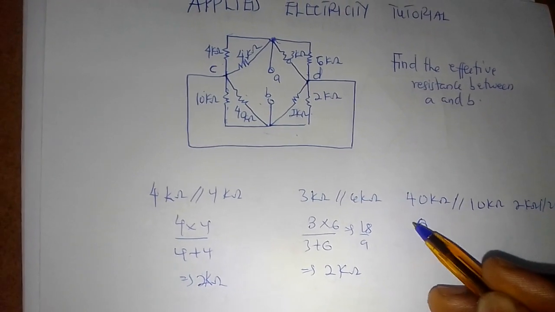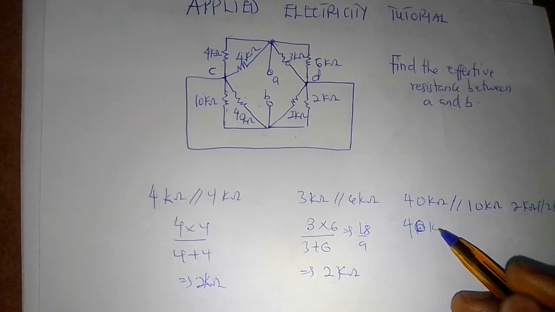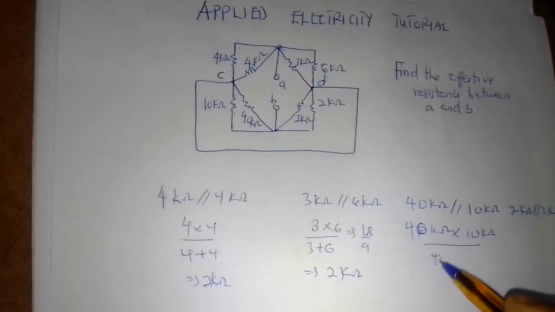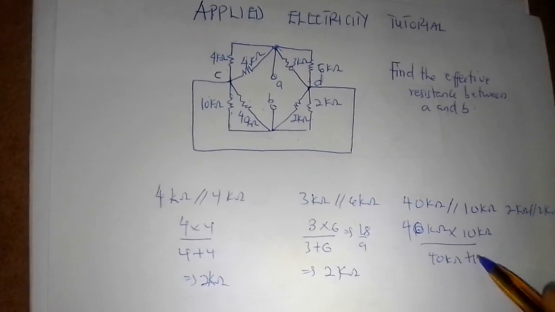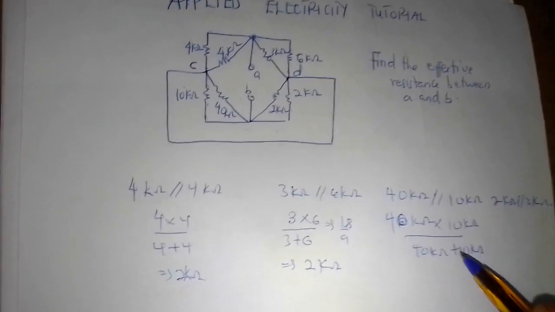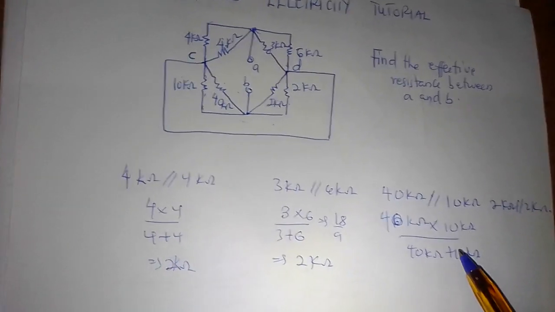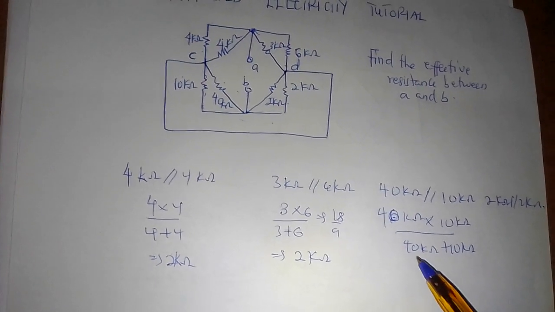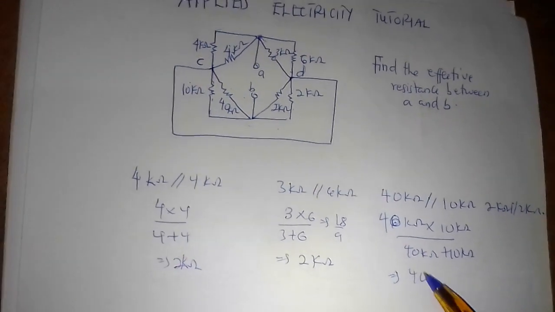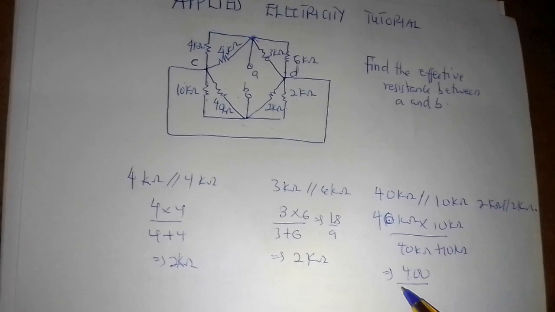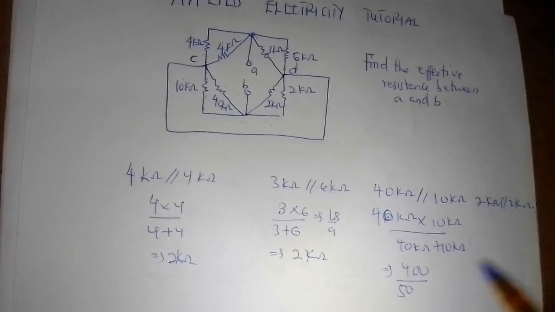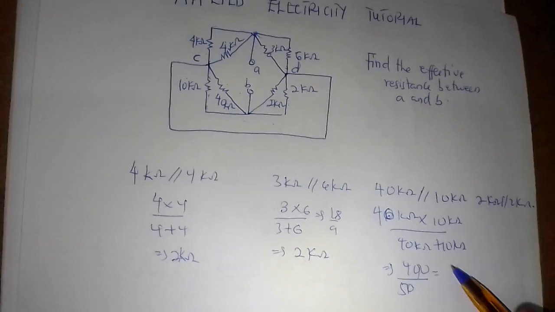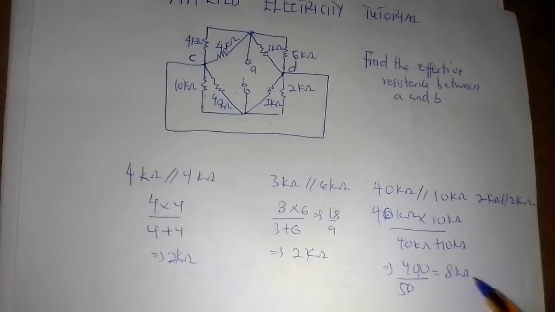40 kilo ohms here will multiply by 10 kilo ohms all over 40 kilo ohms plus 10 kilo ohms. Don't worry if the unit I have brought, it doesn't change anything. When you bring a unit for one, you bring all, it doesn't change anything. It's going to give me 400 over 50, and the kilo ohms will go away. This will cancel and you'll end with 8 kilo ohms.